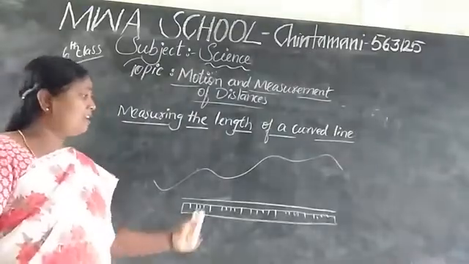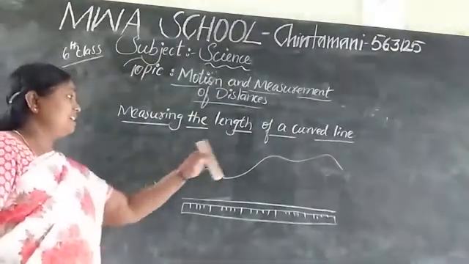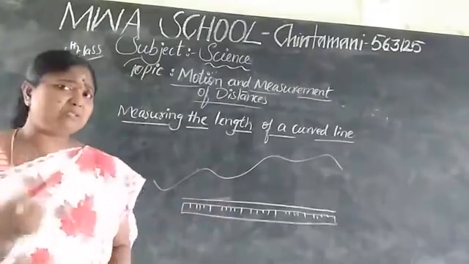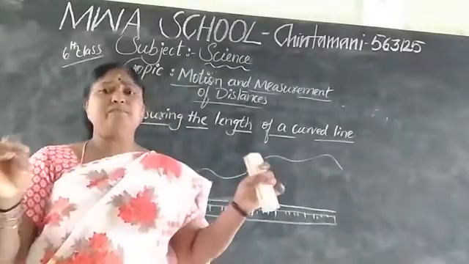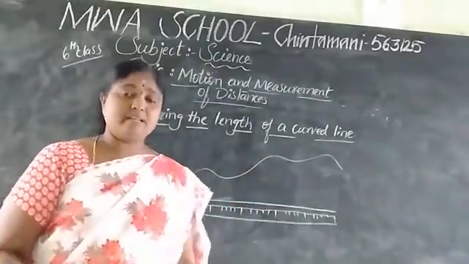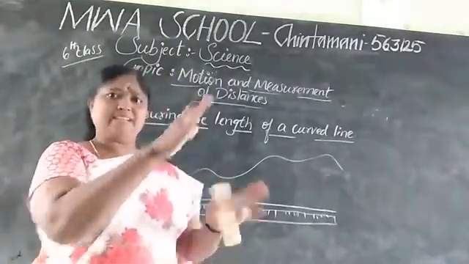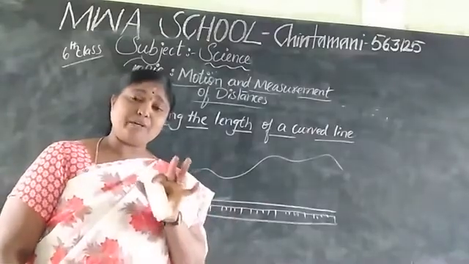Is it? So it is like this. So take the curved line, or ma'am, it is the thread, means you can take the thread and you can make it straight. We can keep it on the scale. Then if it is not a thread, I am going like this. Is it? Then how are we going to measure it?